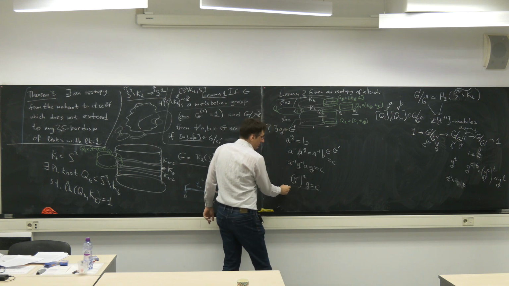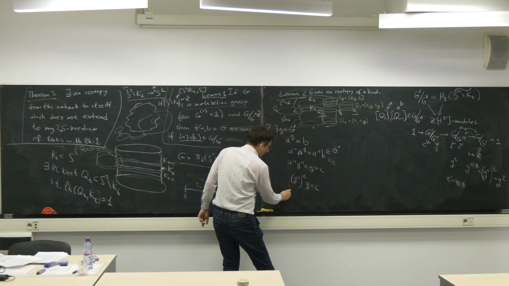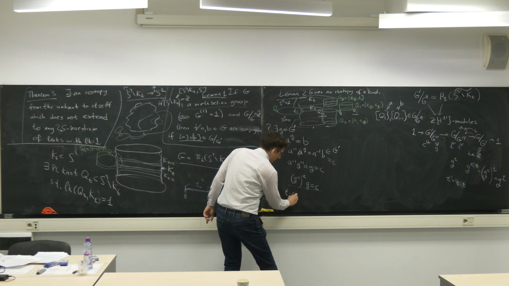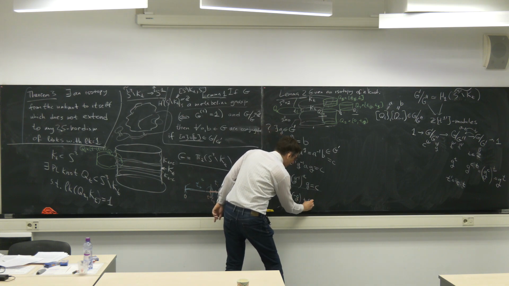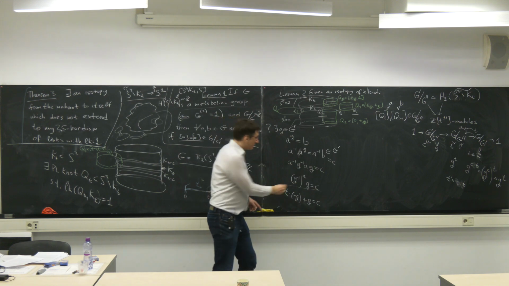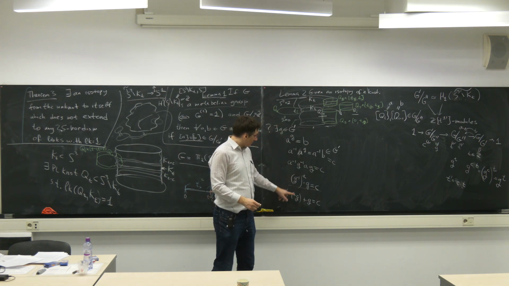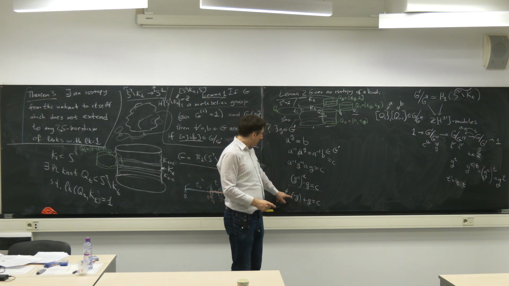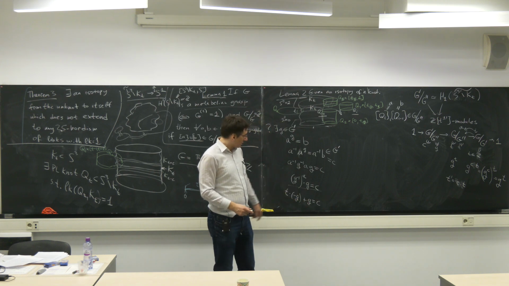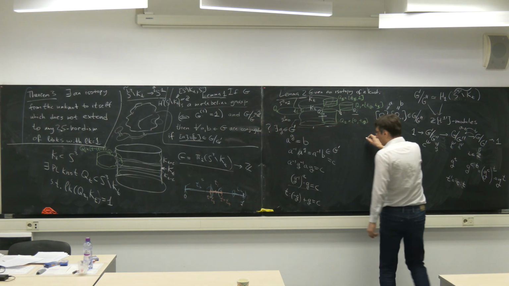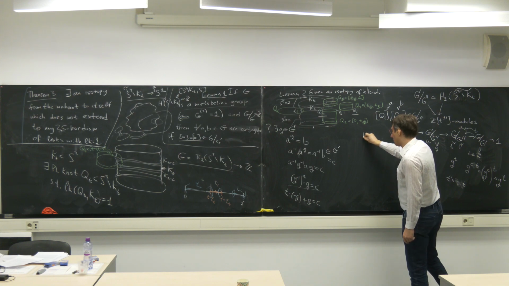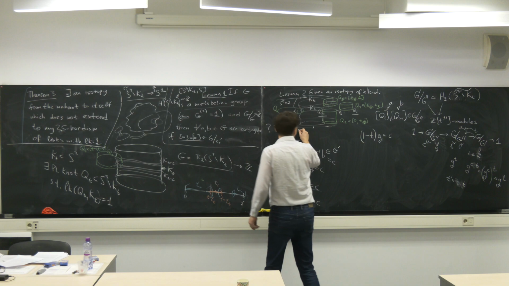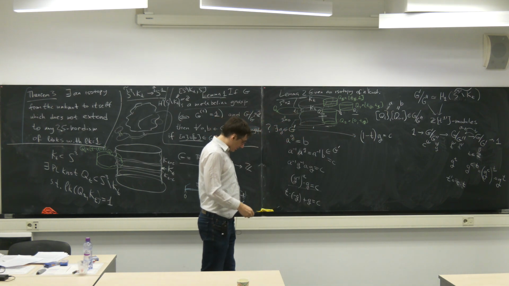So I can rewrite the same equation in the additive notation as follows. T times minus G plus G equals C. This multiplication becomes plus, this inverse becomes minus, and conjugation becomes action by T. So I want to find a G such that this equation is satisfied. So this is (1 minus T) times G equals C. And I want to find the G which satisfies this equation.